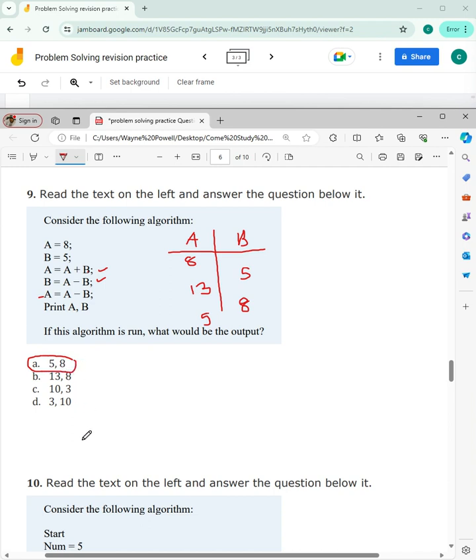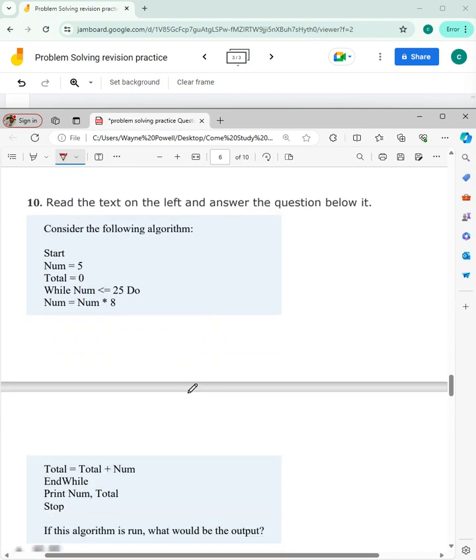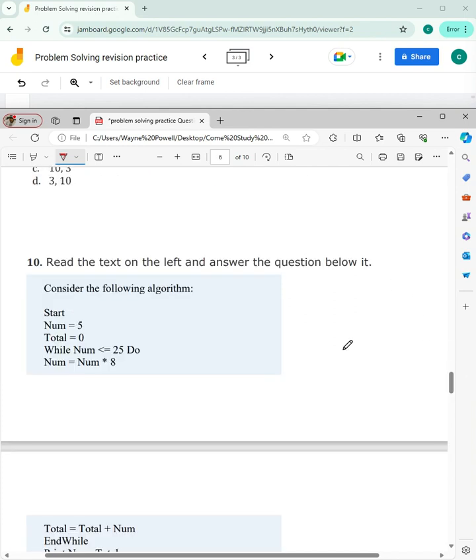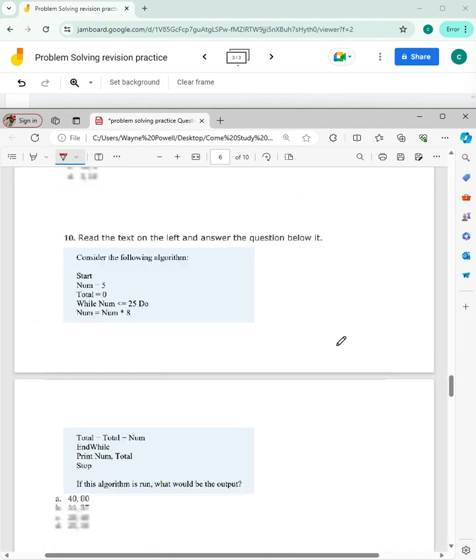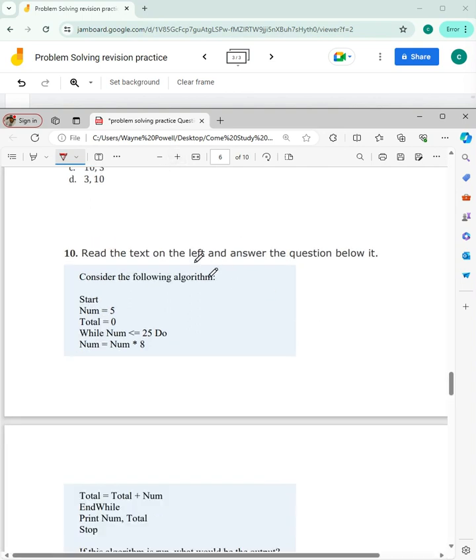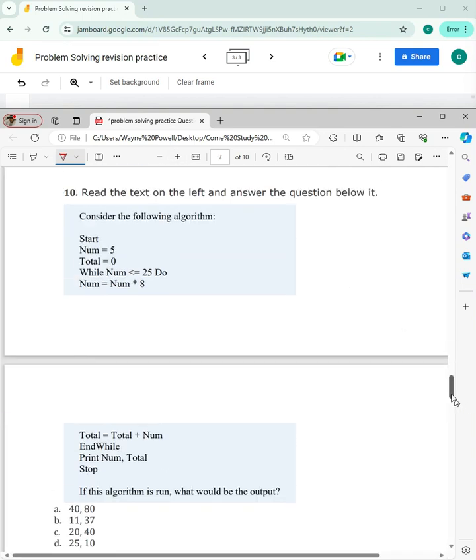Let's see, 13. Next. Read the text on the left and answer the question below. Consider the following algorithm. So let me see if we can zoom out a little, just a little. That's too much. See the entire instruction. All right.